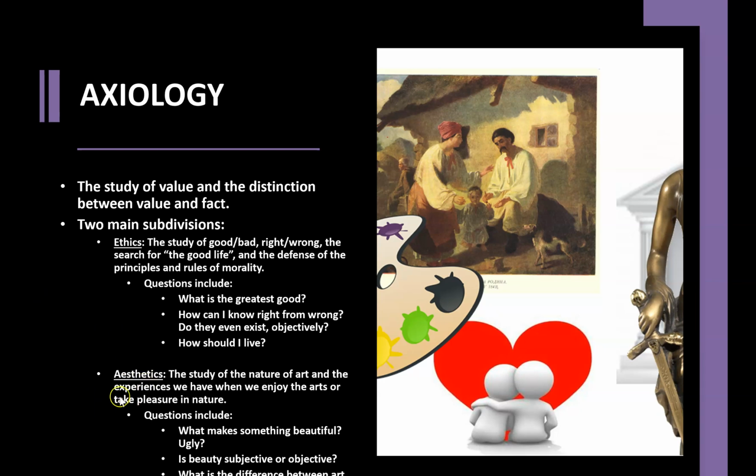So actually, let's take aesthetics first. So aesthetics is a study of sensual experience, like the nature of art and the experiences we have when we enjoy the arts or take pleasure in nature, for instance. The questions include what makes something beautiful, what makes something ugly. Is beauty subjective or objective? Is it in the eye of the beholder, or is it a quality that you can quantify? Is it something you can measure out in the world? What's the difference between art and mere expression? Is there one? Just a sampling of aesthetics, which is a subdivision of axiology.